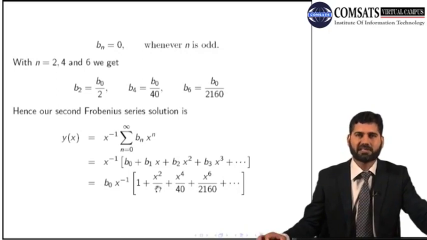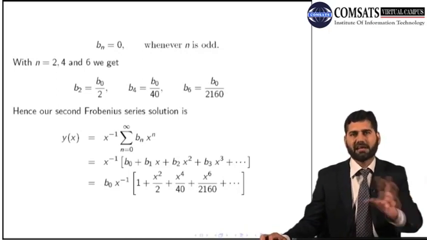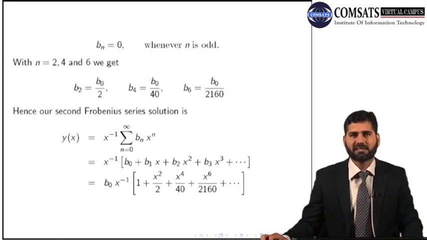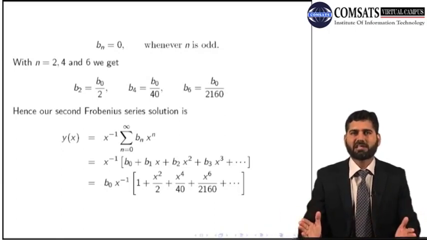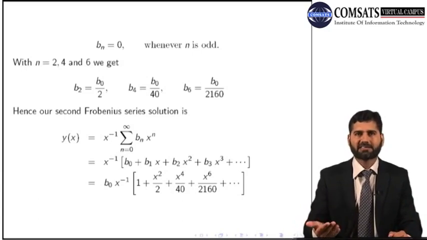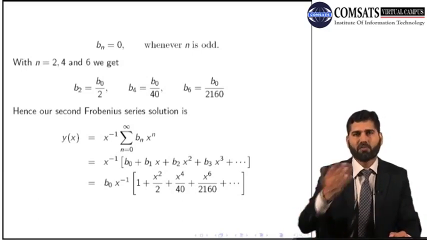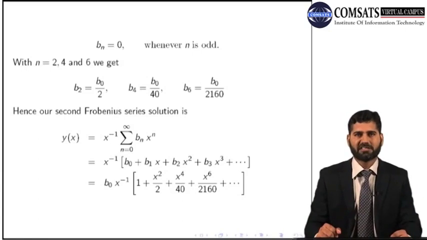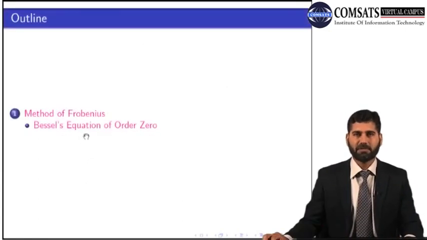So this is basically the method of Frobenius, a little different than the usual power series method, because in the usual power series method we don't multiply by x^r, and here we multiply by x^r and determine the values of r before putting the solution in the differential equation. So let's do another example, which is basically the Bessel's equation of order 0.